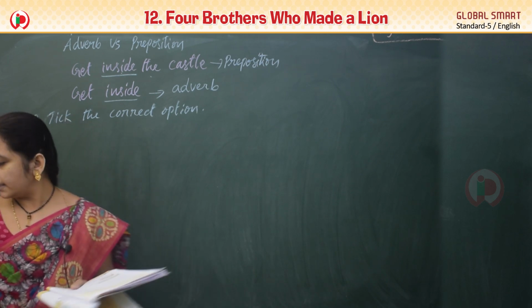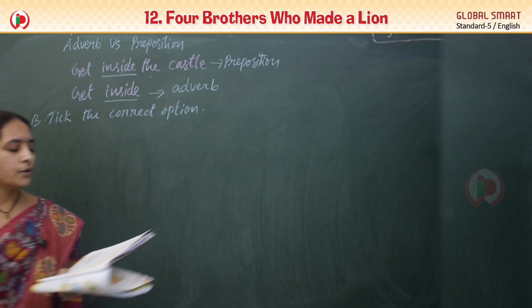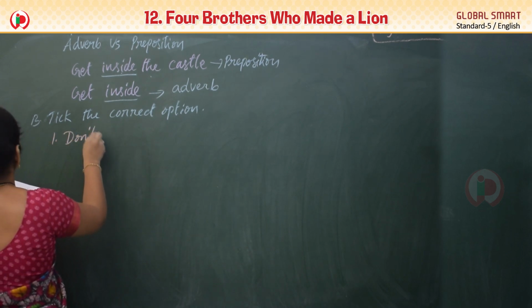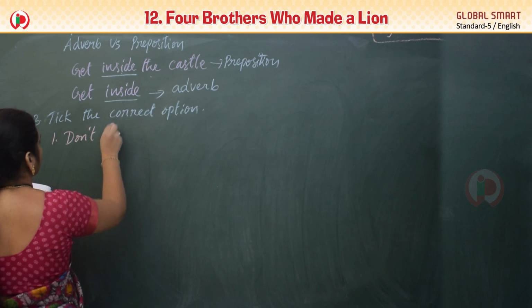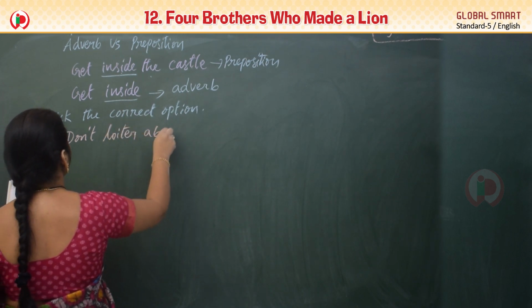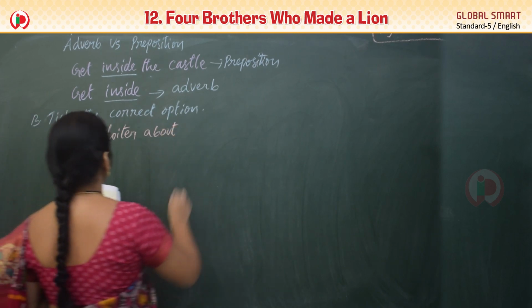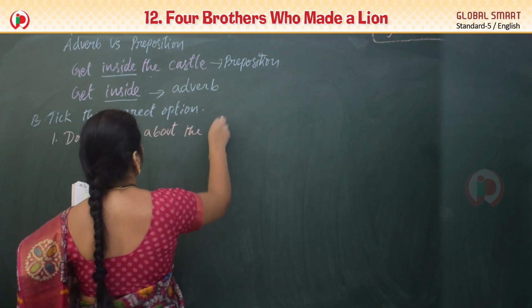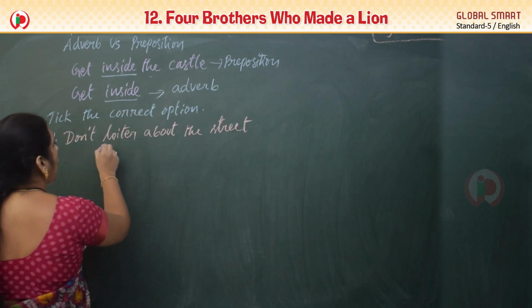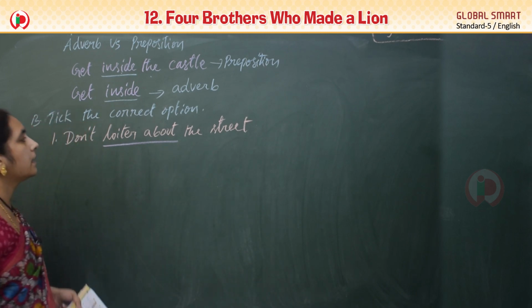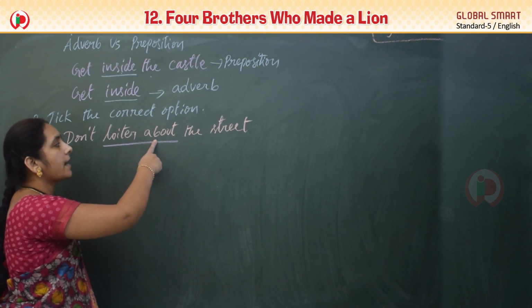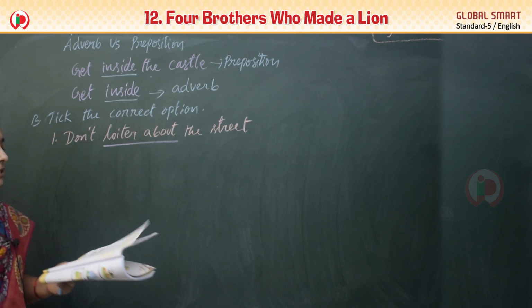So, see the first sentence here. First one: Don't loiter about the street. So here what do we have? Loiter about. Loiter is the verb, and this is the word, either a preposition or an adverb. What is this word, either preposition or adverb?